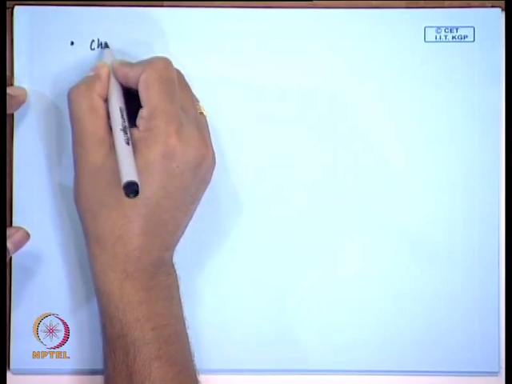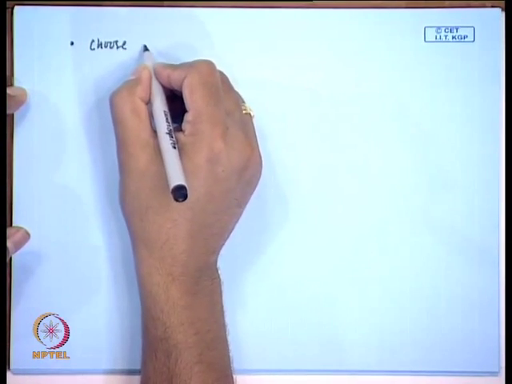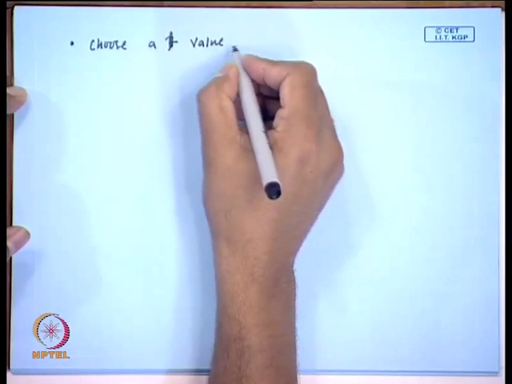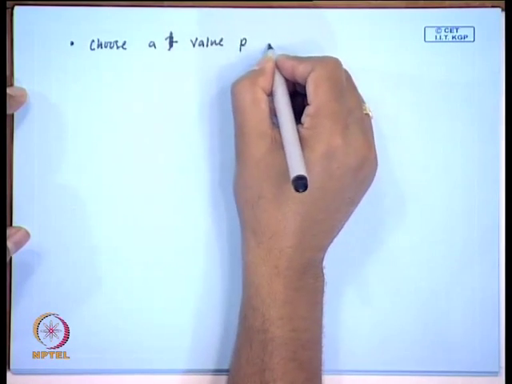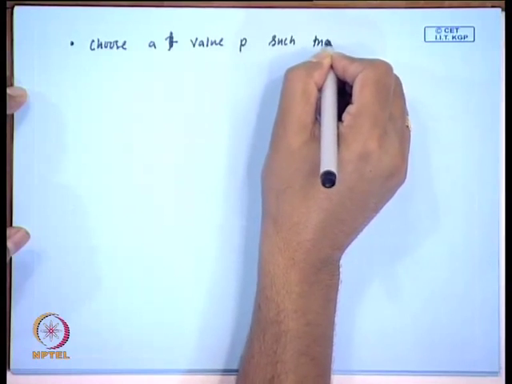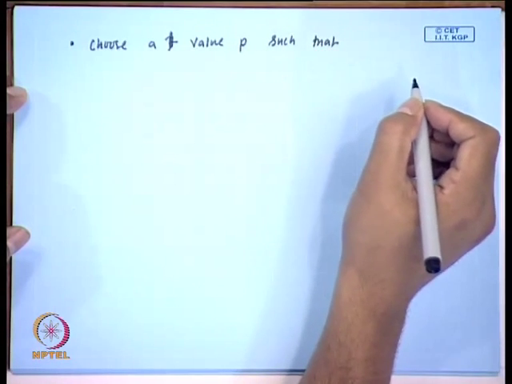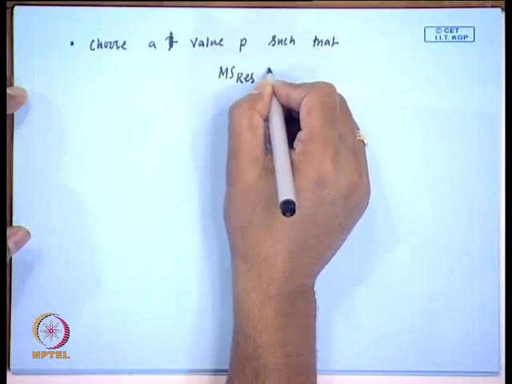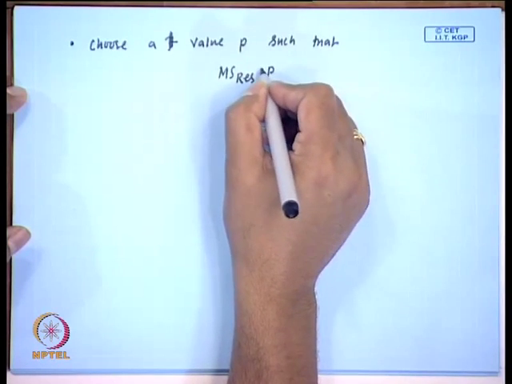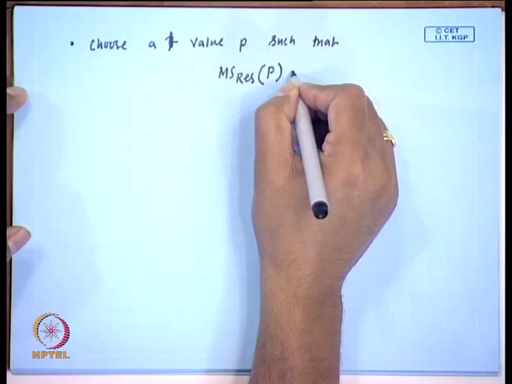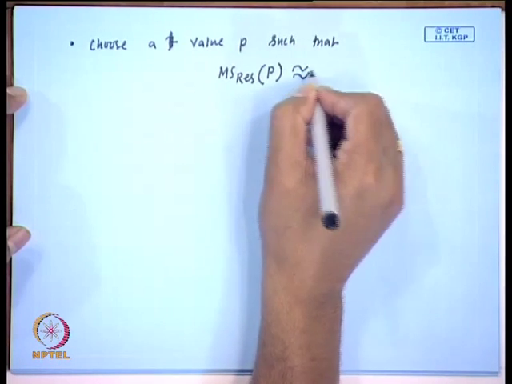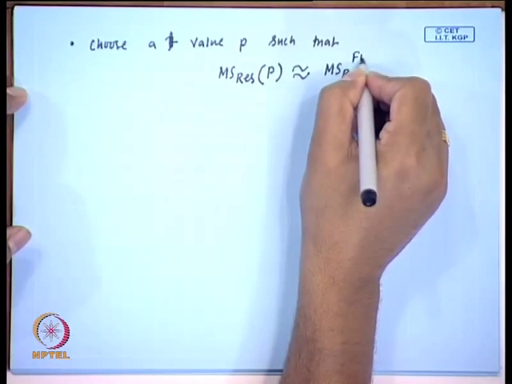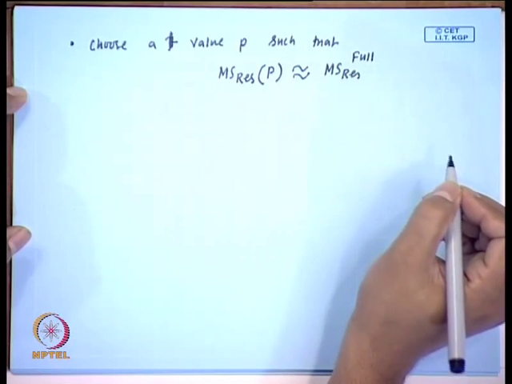we choose a value p such that MS residual p is almost equal to the MS residual for the full model. Okay.